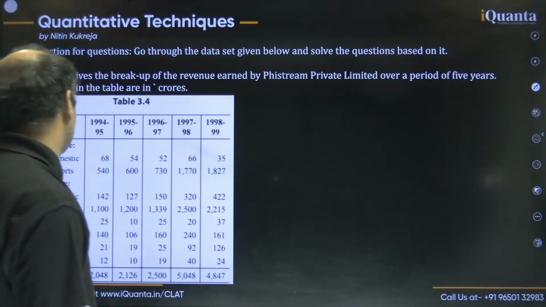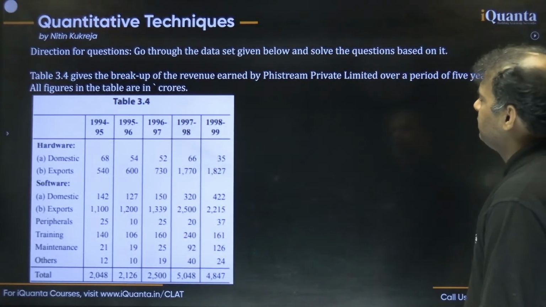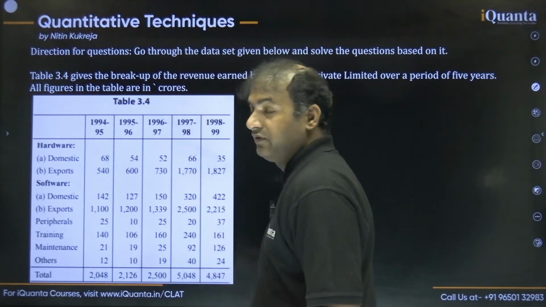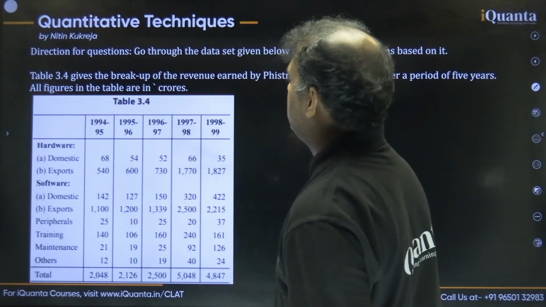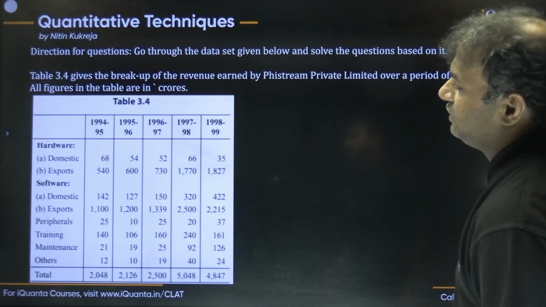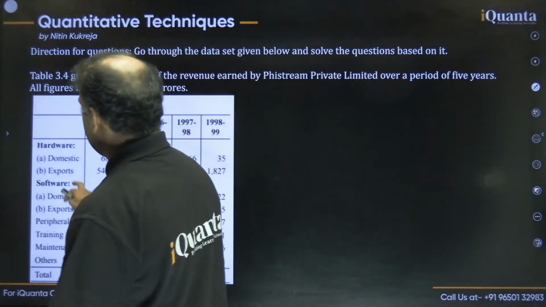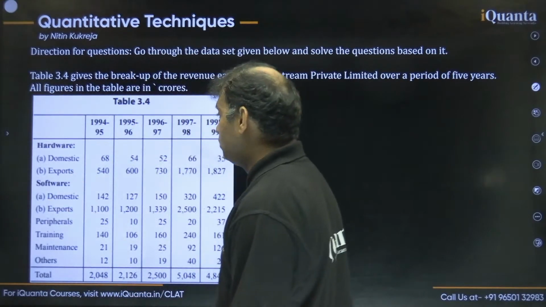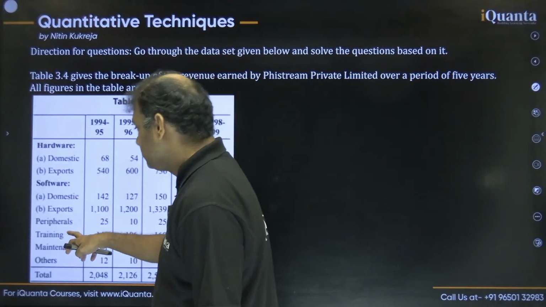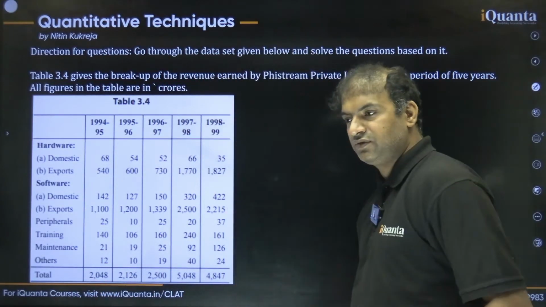The set says first of all that Table 3.4 gives a breakup of the revenue earned by Feestream Private Limited over a period of 5 years. All figures in the table are in rupees crores. It's about the revenue. So what are the heads? We have hardware, and in hardware we have 2 heads, domestic and exports. Then we have software, also with 2 heads, domestic and exports. Then we have peripherals, training, maintenance, others, and this is the total revenue given to us.